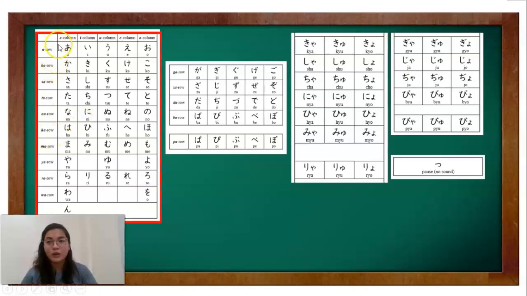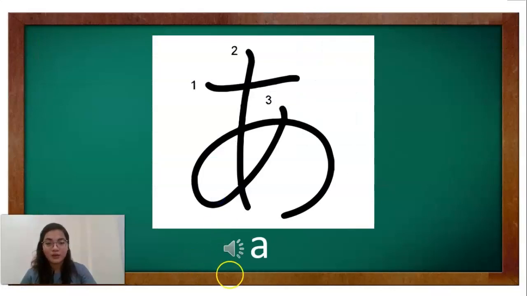Chart 1 is composed of different columns and rows. The columns have different vowel sounds like A, I, U, E, O. Okay? And the rows have different consonants and vowel sounds also. Now let's start with our first Hiragana character.